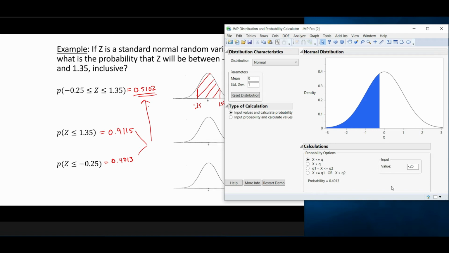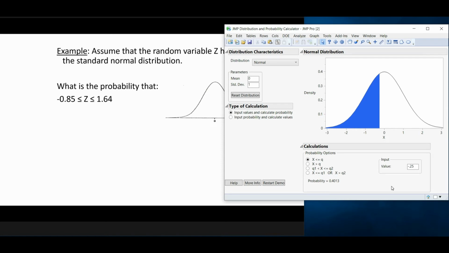Okay, let's take a look at another example here. Let's assume that the random variable z has a standard normal distribution. What's the probability that that random variable is between negative 0.85 and 1.64? So here is negative 0.85. Notice it's going to be to the left of 0 there. And here's 1.64. And again, shading the area I'm interested in tells me that I want the area between those 2 points.